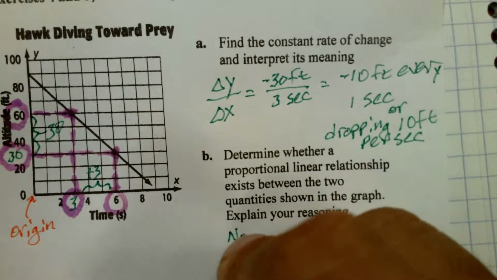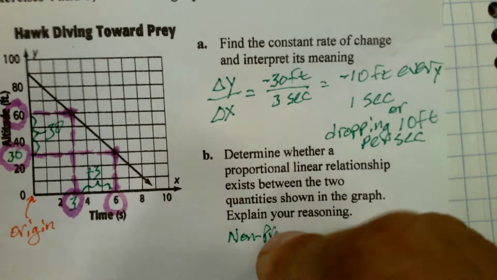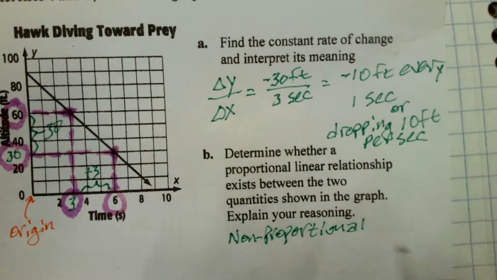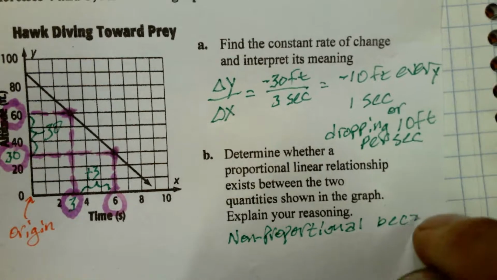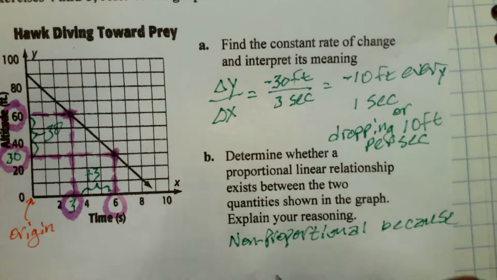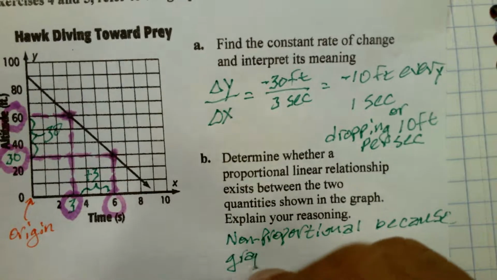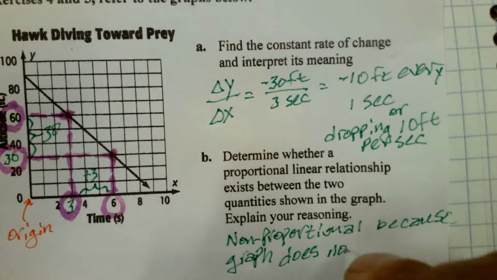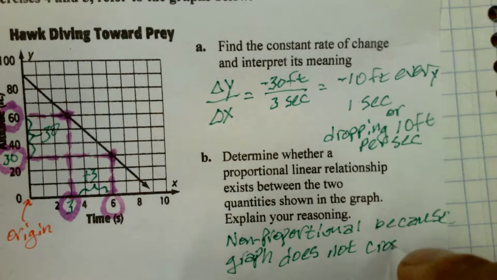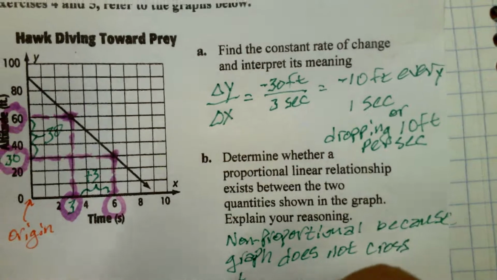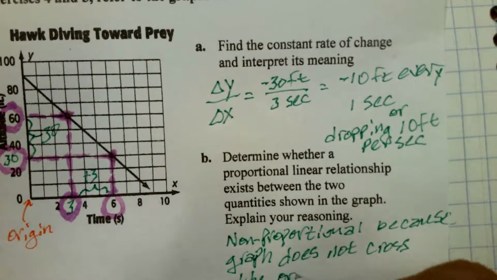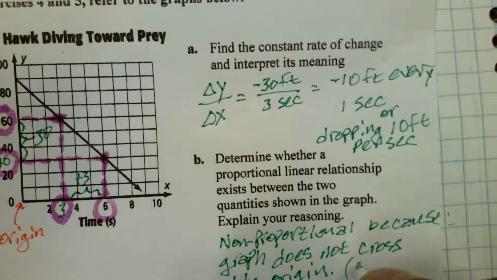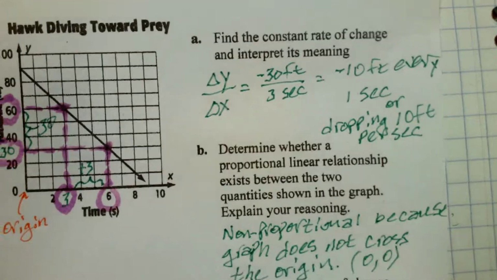Okay? So let's answer that. We're going to say non-proportional because the graph does not cross the origin. And if you're wondering, where's the origin? 0, 0 on the graph, basically.